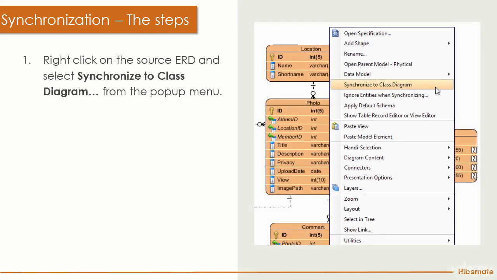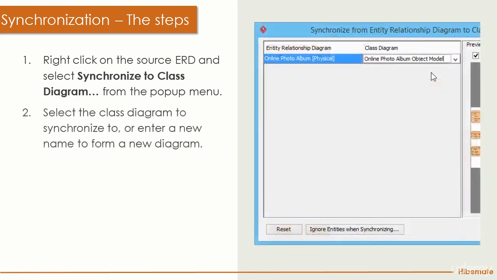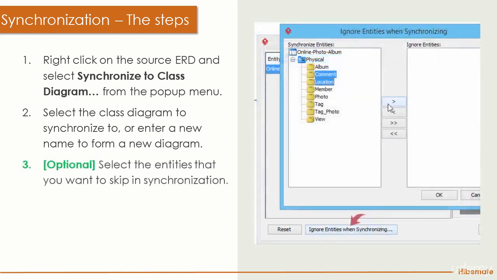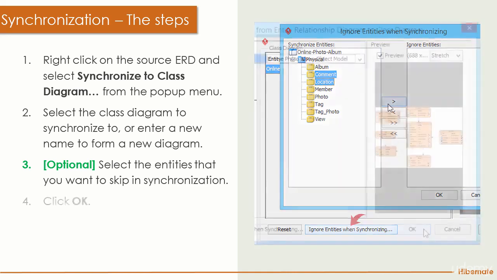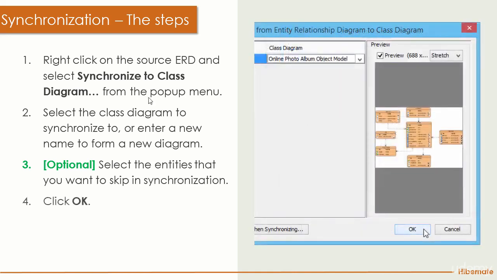First, you right click on the entity relationship diagram and select synchronize to class diagram. Then you can select where you want to generate. You can generate to a new class diagram, or you can select an existing diagram. Optionally, you can skip some entities you don't want to generate to class diagrams. Of course, it's optional. And then you click OK to generate the class diagram. Let me just show you how to generate the class diagram.